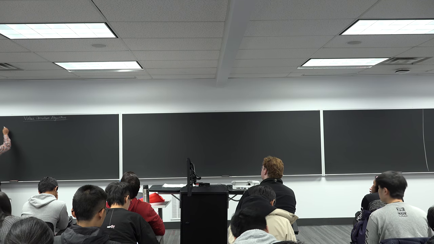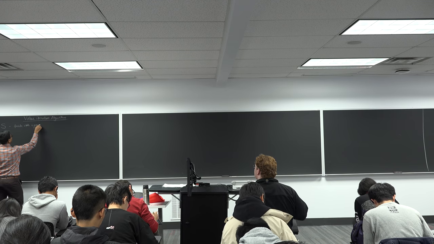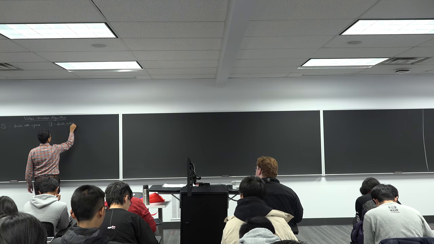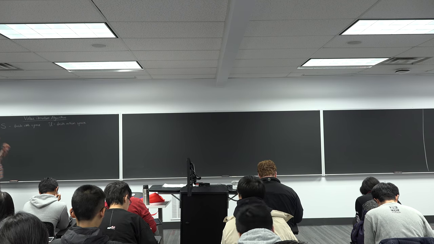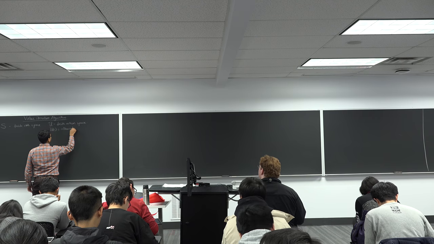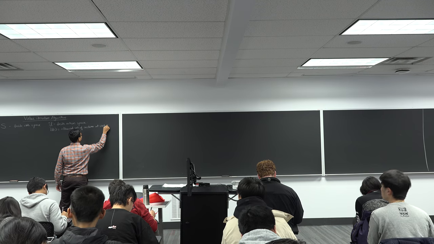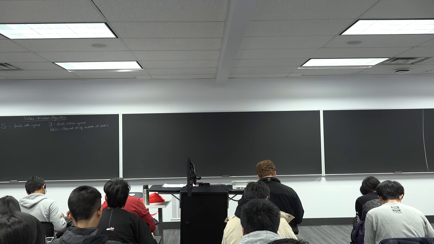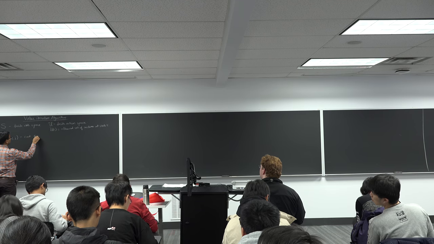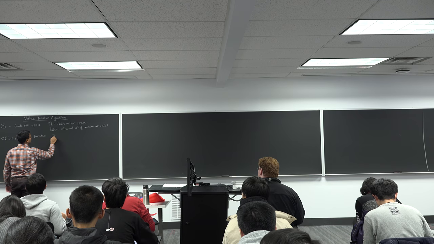So S is finite state space. U is the finite action space. U of S is allowed set of actions at state S. C of I, U, J is the cost function. So this remains the same as what we did in the previous class. We are going to assume that the cost is non-negative always.